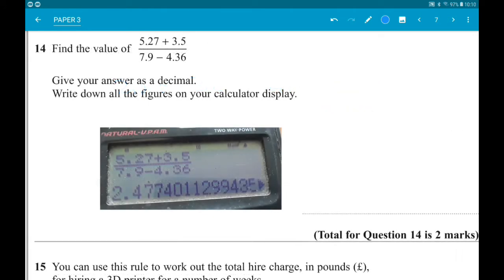Okay, number 14 is just use of calculator, so put the fraction in very carefully. We want it as a decimal, so when you put the fraction in and press equals, you will probably get a fraction. To turn it into a decimal, press the S-D button.